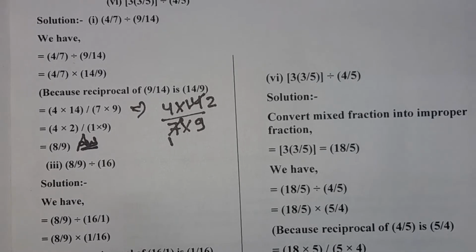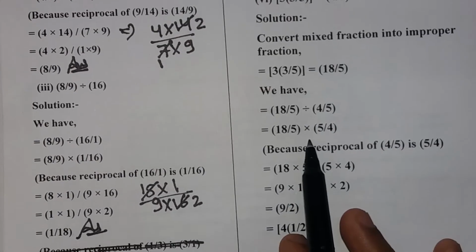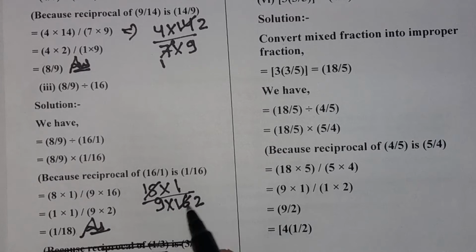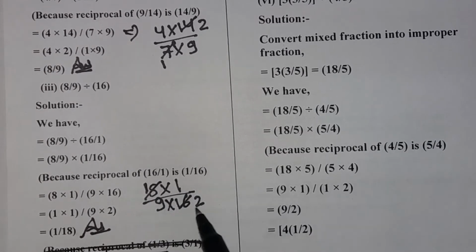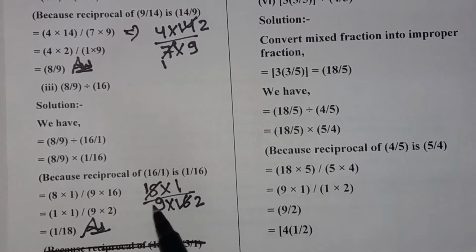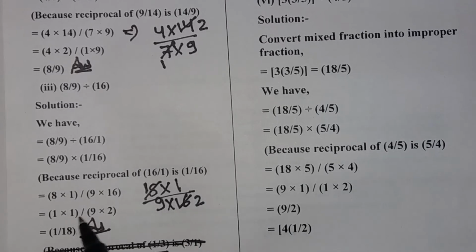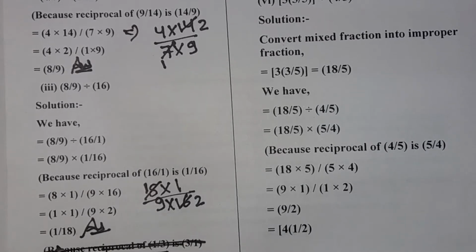By solving this, 8 will be cancelled by 1 time and 16 will be cancelled 2 times. 8 ones are 8, 8 twos are 16. So here it will be 1 into 1 upon 9 into 2. So 1 into 1 upon 9 into 2. So 1 upon 18 will be the answer.